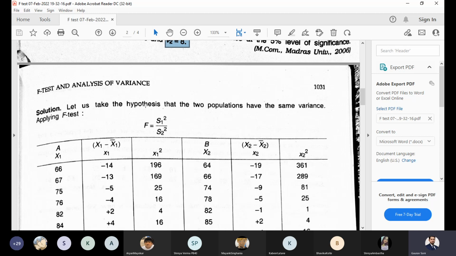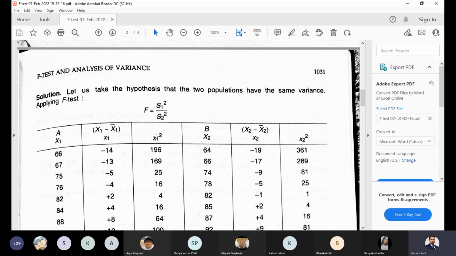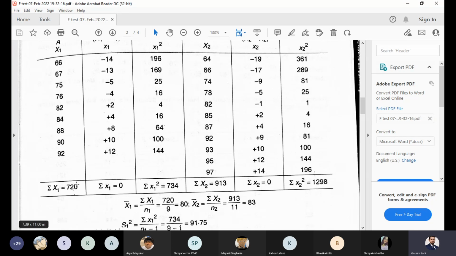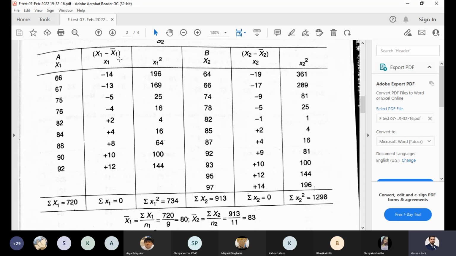How do we get the value of F? F is nothing but s1 square upon s2 square. Okay, so we have A. How do we get x bar? Sum up all the values of A divided by the number of samples. So 720 divided by 9, 80 is the mean. So x1 minus x1 bar, we got the values, add it up, turns out to be 0. Similarly x2, add it up, summation is 0.